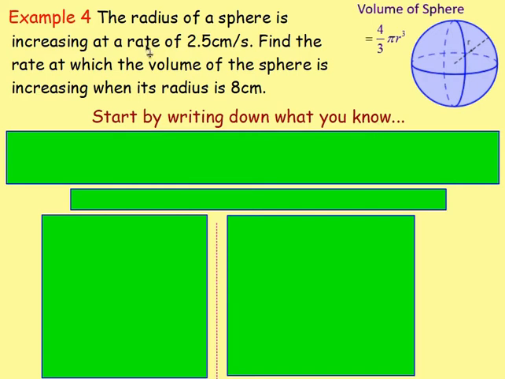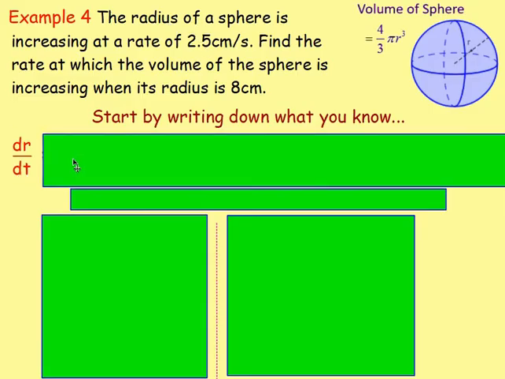Well, the radius of a sphere is increasing at a rate of 2.5 centimetres per second. So it's the rate of change of the radius with respect to time. So that is dr by dt. And that is equal to 2.5. We can write that down.